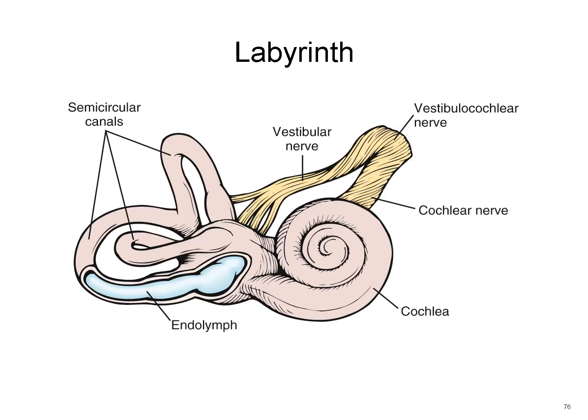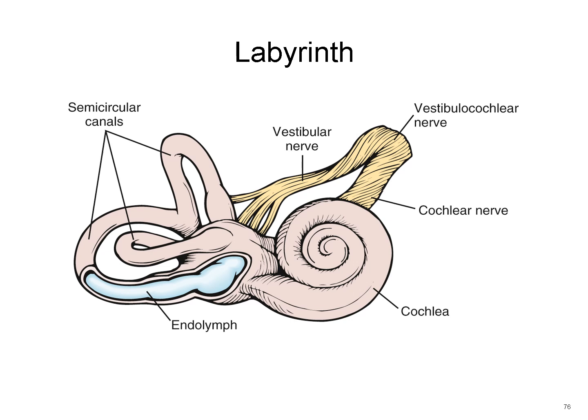This diagram illustrates the labyrinth, the complex inner ear structure responsible for both hearing and balance. The cochlea processes sound waves and sends signals through the cochlear nerve to the brain. The semicircular canals, filled with endolymph, detect changes in head position and are essential for maintaining equilibrium.